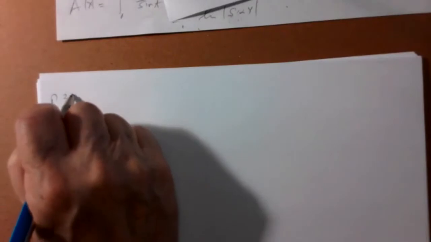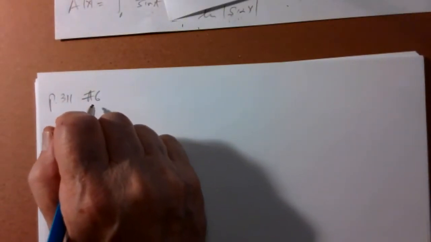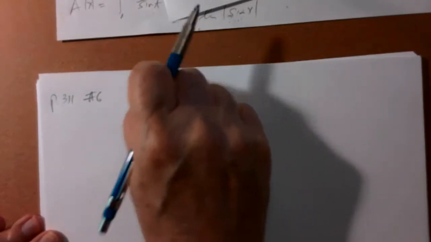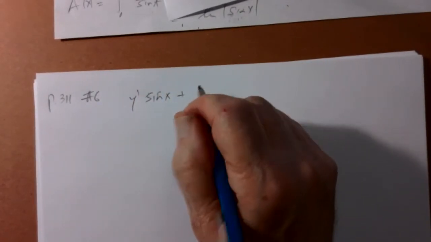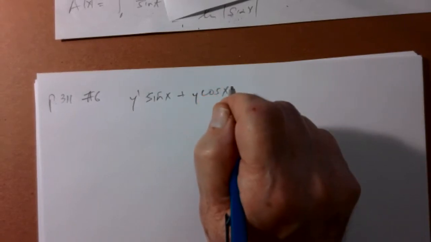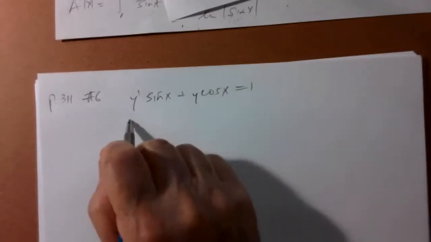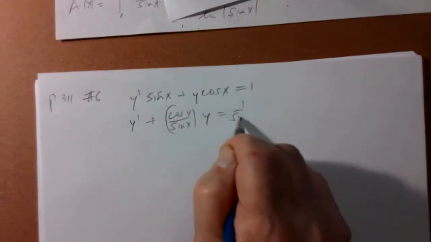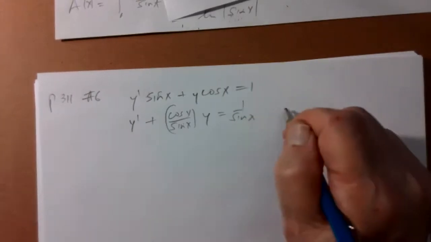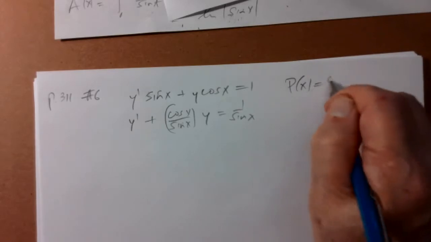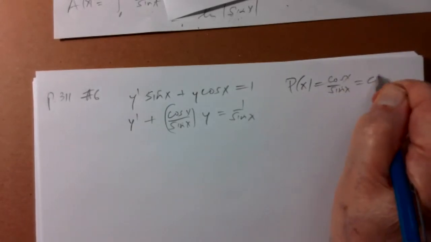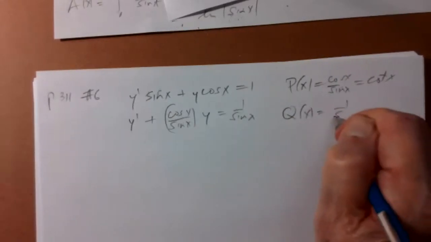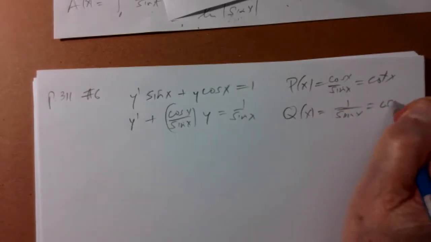So page 311, number 6. y prime sine x plus y cosine x equals 1, or y prime plus cosine x over sine x times y is 1 over sine x. So my function p of x is cosine x over sine x, or cotangent x. The function q of x is 1 over sine x, or the cosecant of x.